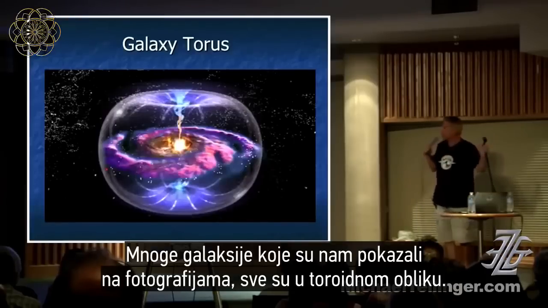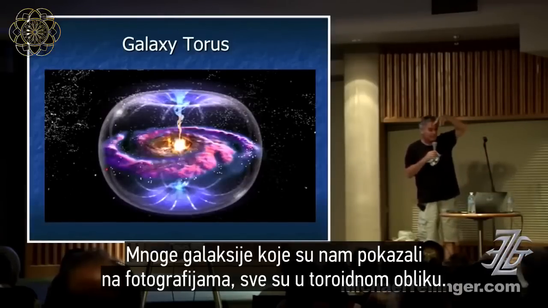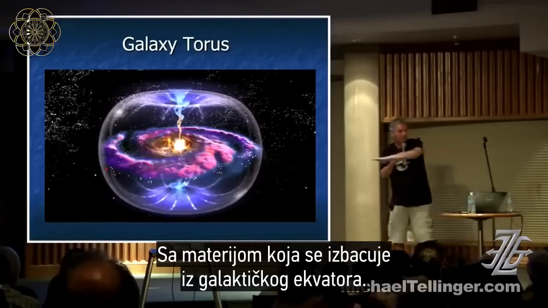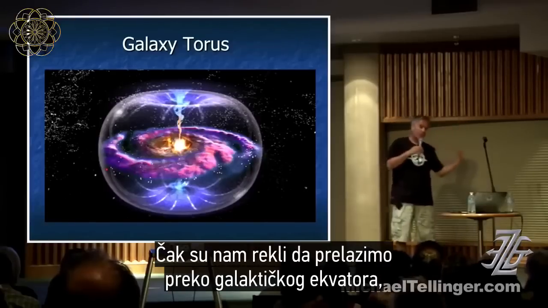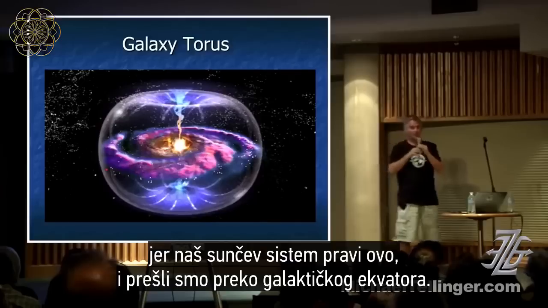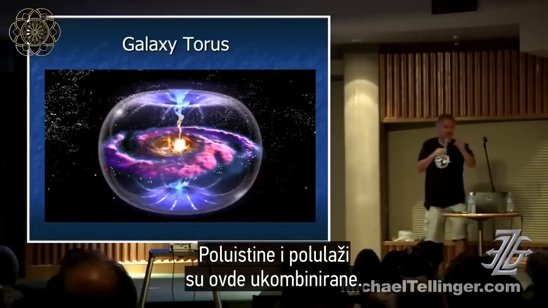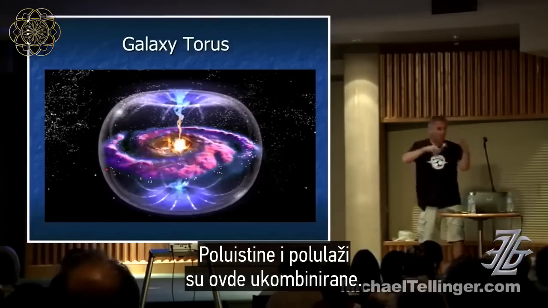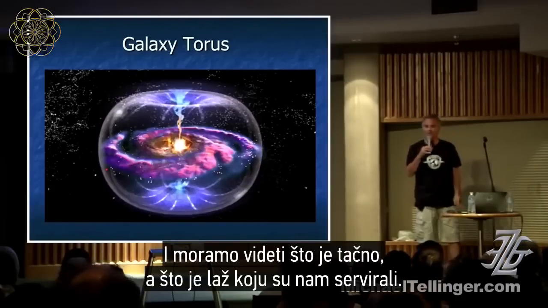The many, many galaxies that we've been shown photographs of are all toroidal-shaped galaxies, with the matter all spewing out at the galactic equator. We're even told that we are crossing the galactic equator because our solar system does this. I no longer believe that, but in any case, these are half-truths and half-lies being woven together, and we need to figure out which is true and which is a lie that we've been spun.